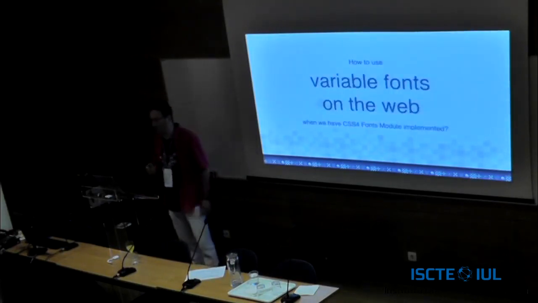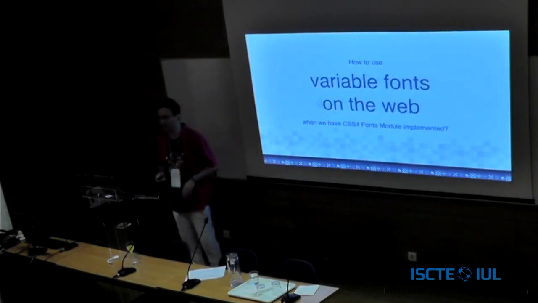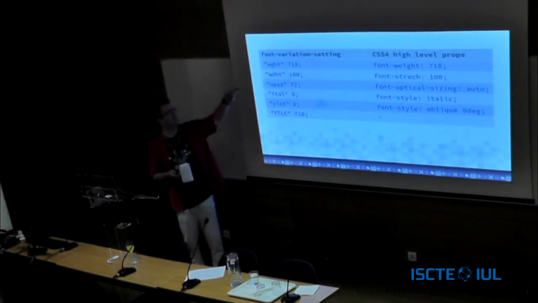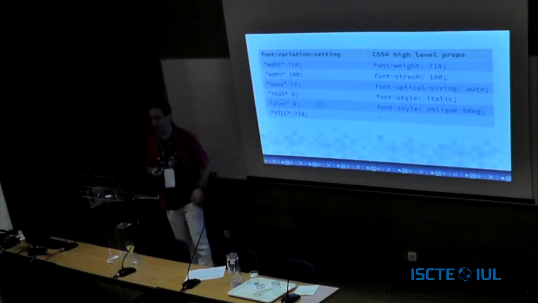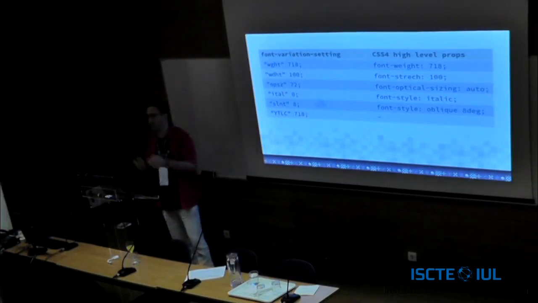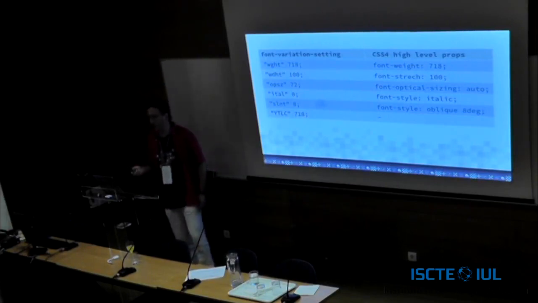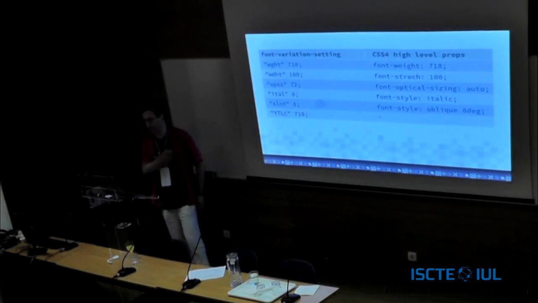But how to use variable fonts on the web when we have the CSS4 fonts module implemented? Almost the same. But instead of the font-variation-settings low-level property, we will have high-level properties. These high-level ones are old properties with new options, and new properties. So we will have font-weight, font-stretch, and font-optical-sizing, which will be auto, as I mentioned, and also the option of using font-variation-settings as well.